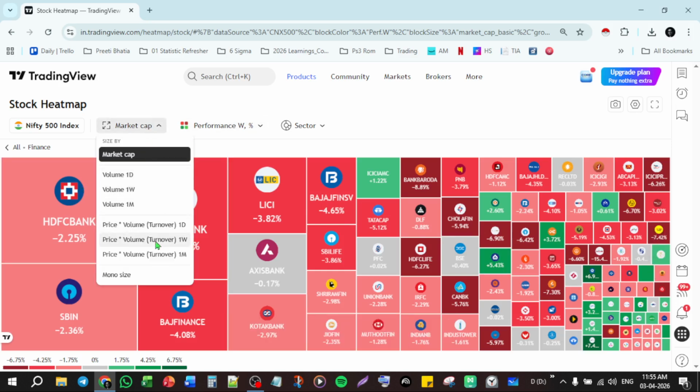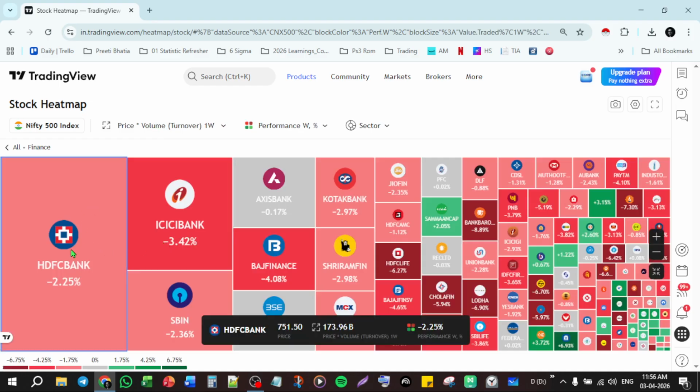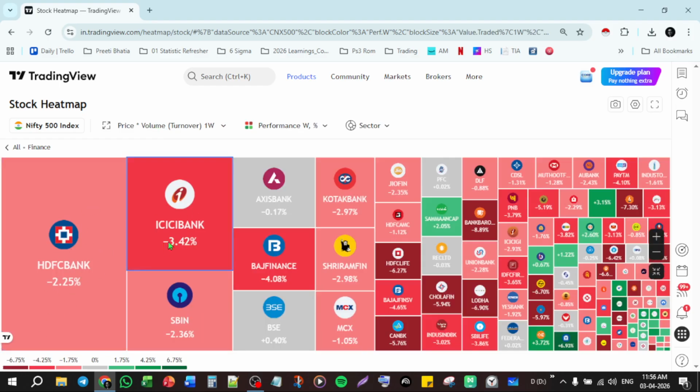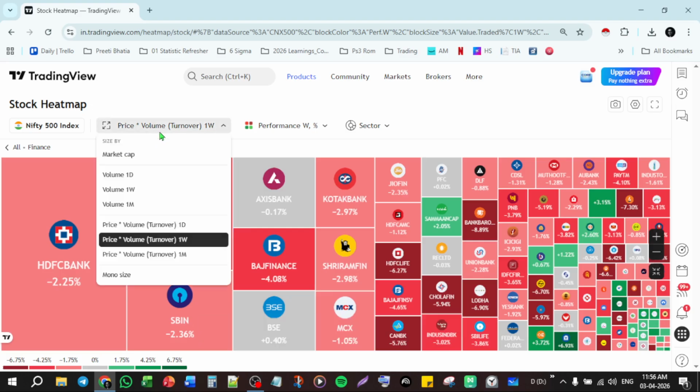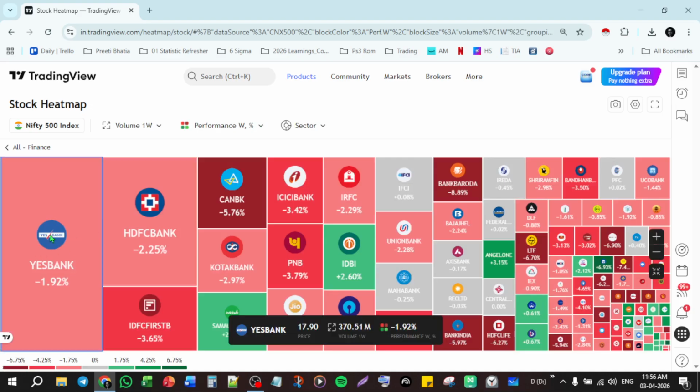Now if I say price into turnover, okay, 1 day, 1 week. Because we're looking at 1 week, too much money is being spent in HDFC. That's why the turnover is high. If you want volume, you can select that. High volume investment. But how is this a watch list?